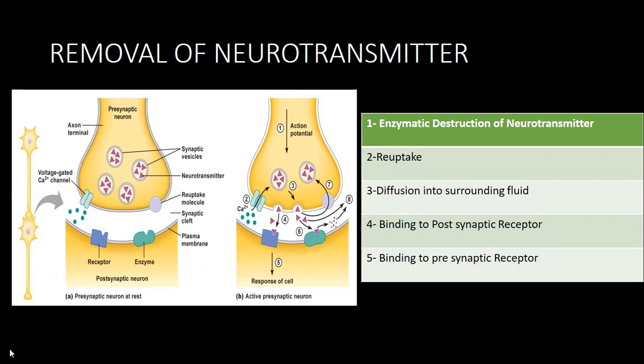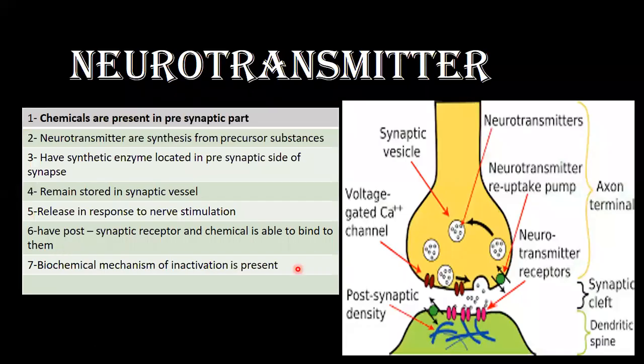Now, what are the criteria of a neurotransmitter? The criteria are very simple. The chemicals must be present in the presynaptic elements. Then they are synthesized from precursor substances. They have a synthetic enzyme that is located on the presynaptic side. This is presynaptic, this is postsynaptic. The enzymes are located on the presynaptic side of the synapse, and then they remain stored in the synaptic vesicles.